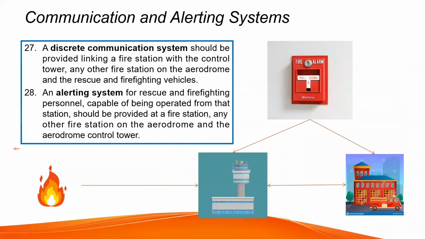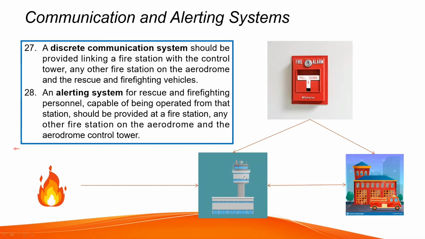So the next part is the communication and alerting system. Now this is something that we are familiar with, which is the discrete communication system, which is just a typical fire alarm. So pull it down and it will alert the whole vicinity or the whole compound on the immediate threat that is occurring. And an alerting system for rescue and firefighting personnel, capable of operating from the fire station. So this is just a way of communicating, in case the emergency doesn't happen in an obvious vicinity of the fire station, so that they could be alerted.